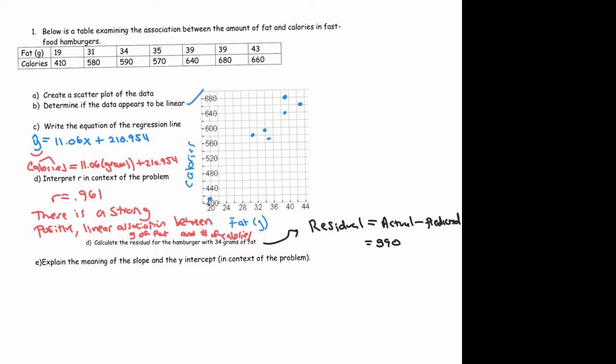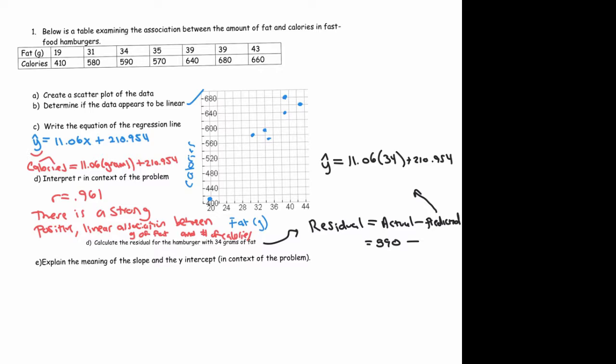Okay, now the predicted number of calories for a hamburger with 34 grams of fat. Well, that's something we need to use our linear regression equation for. So we just plug 34 in, and I'm going to indicate up here. Our predicted would be 11.06 times 34 plus 210.954.